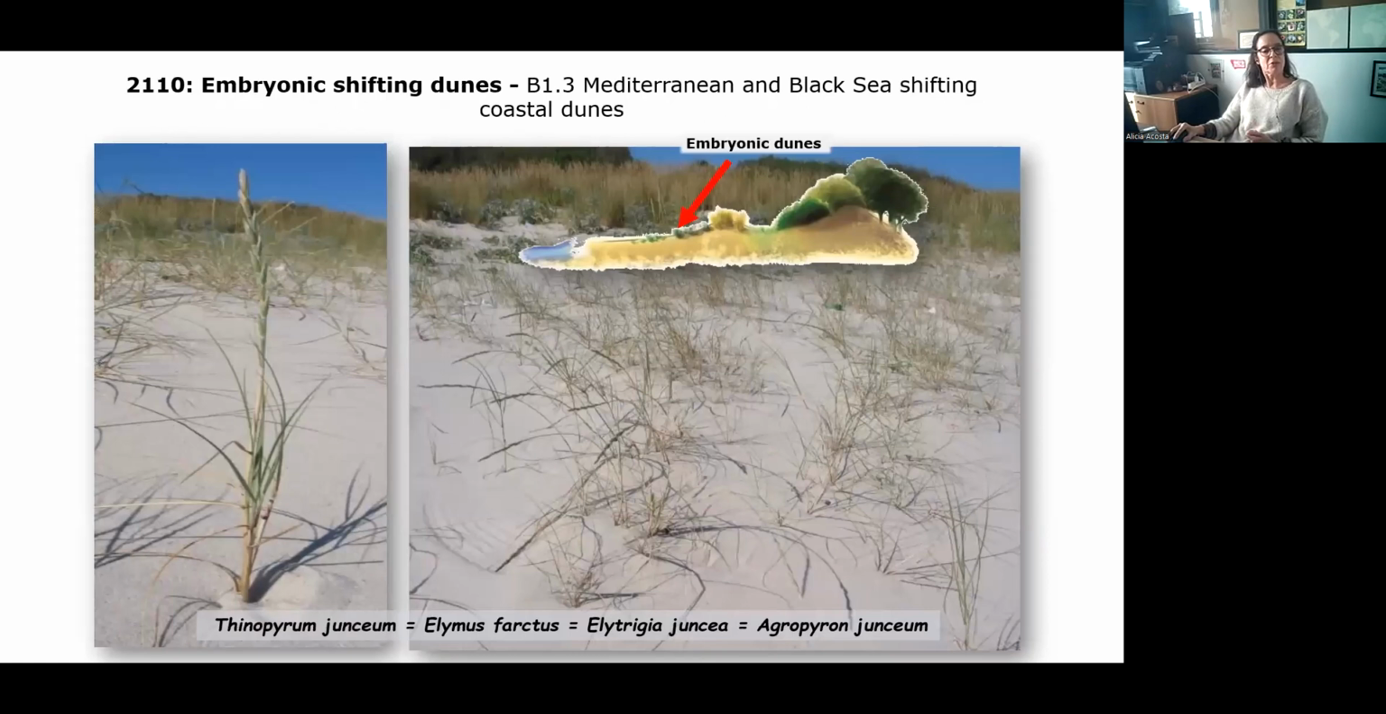Following along the coastal zonation, we find the embryonic shifting dunes. In this case, they are characterized by perennial grasses, often dominated by Thinopyrum junceum that started the first sand accumulation. Thinopyrum junceum changed its name several times in recent years, as you can see here below.